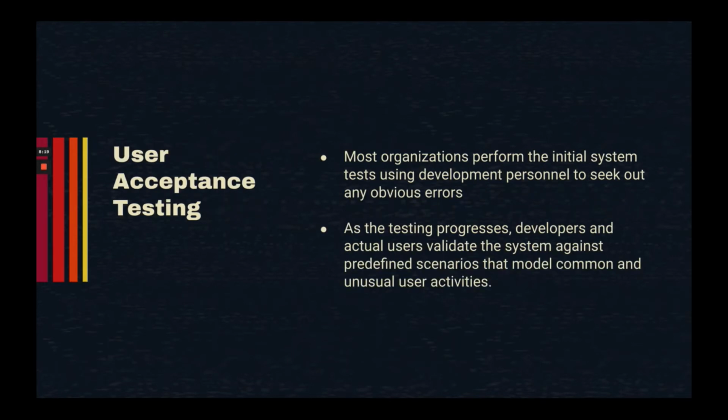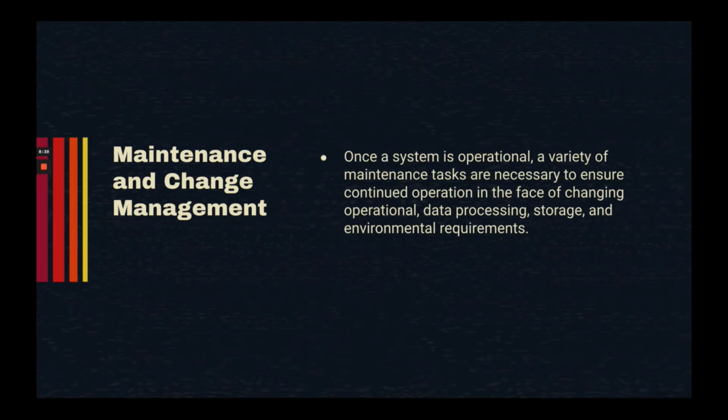User acceptance testing. Most organizations perform the initial system tests using development personnel to seek out any obvious errors. As the testing progresses, developers and actual users validate the system against predefined scenarios that model common and unusual user activities.